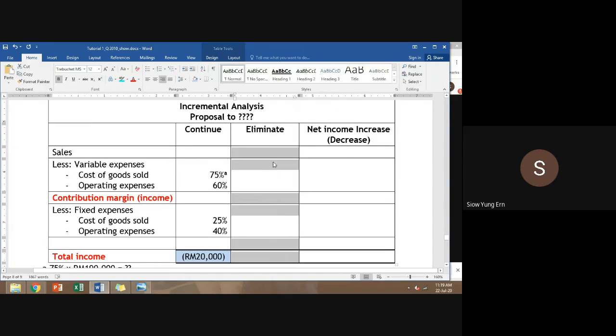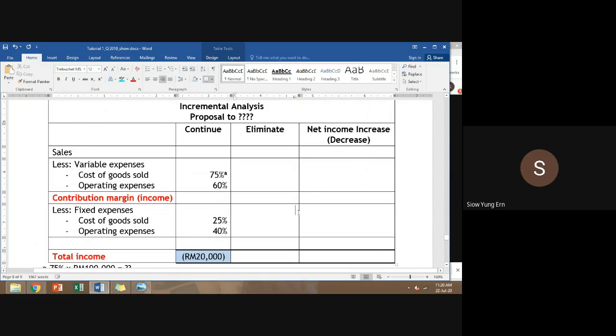Now let's do eliminate. If you eliminate, what is your sales? Zero, correct. If you eliminate perfume, sales zero. Variable cost, if you eliminate, what is your variable cost? Zero also, correct. Okay, no sales, no variable cost, contribution margin also zero. Okay, let's go to your fixed cost now.